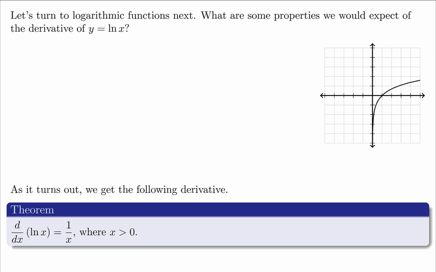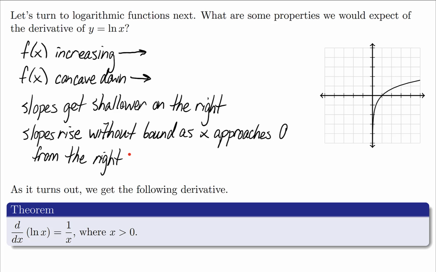Now let's talk about the logarithmic function. I'm going to write a few things about the function involving increasing, decreasing, concave up, concave down, and slopes. So here's a few characteristics I grabbed. First off, this is an increasing function. Secondly, it's a concave down function. Then as we look, the slopes are getting more and more shallow as we go to the right. And as we go to the left, which is basically approaching 0 from the right, these get extremely large, almost vertical. So they're rising without bound as we approach 0 from the right.